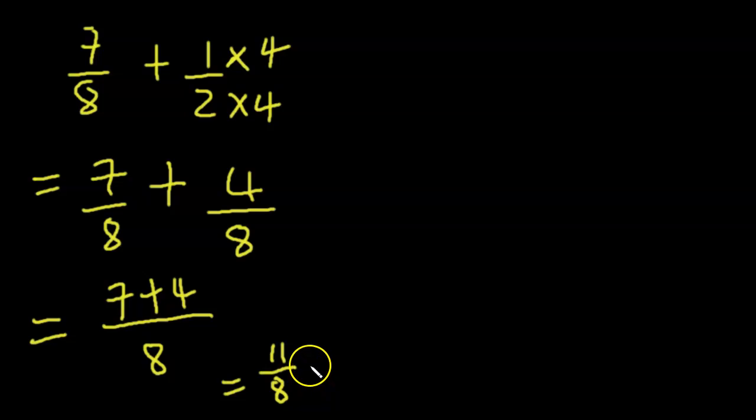And if you wish, you can always convert it to a mixed fraction. 8 into 11, that can happen only once. So 8 into 11 one time with a remainder of 3. So 1 and 3 over 8. Whichever answer is perfect.